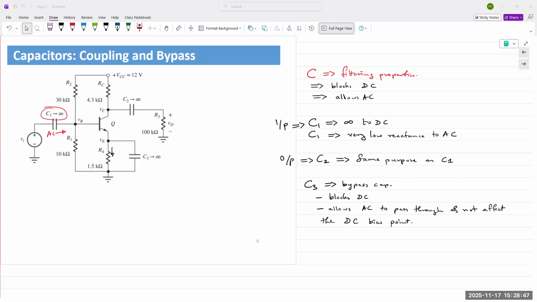All right, questions? Yes. I slash P input, O slash P output. It's my shorthand acronym.